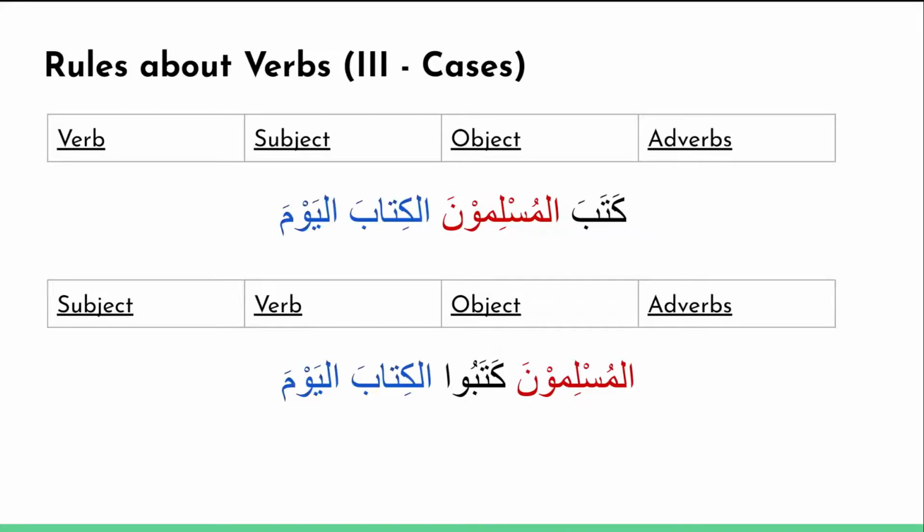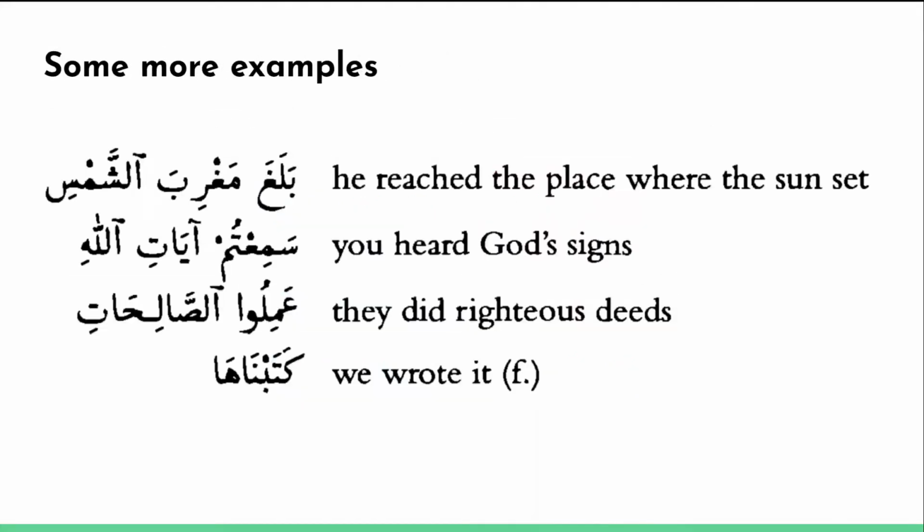And then the object of the sentence and any other adverbs or any other nouns that appear, they happen to be in the mansub case. So you don't say al-kitabu, you say al-kitaba, because kitab is not the subject. Similarly, you don't say al-yawmu, you say al-yawma, because it's acting like an adverb here. It's describing how the verb was conducted, or when it was conducted, or where it was conducted.